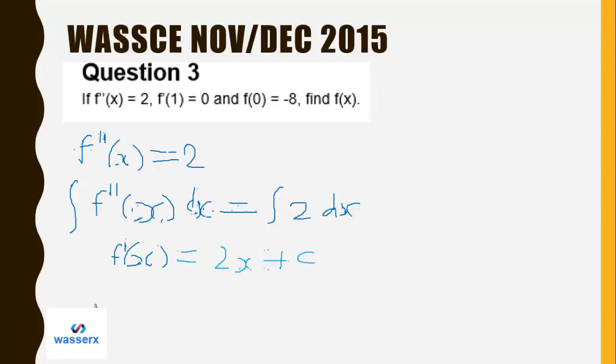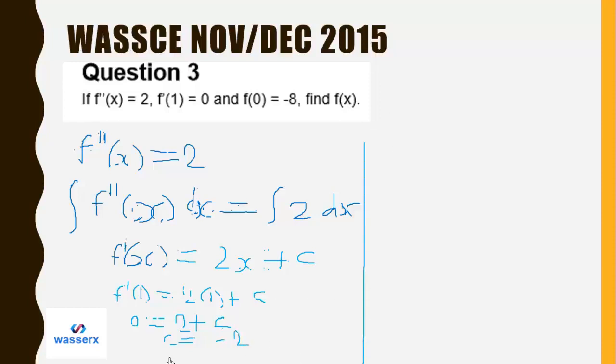Now we sub in these values. So we have f prime of 1 is equal to, wherever we see x, we put 1, 2 times 1 plus c. We know that f prime of 1 equals 0, so we have 2 plus c, so our c will be equal to negative 2. So we sub in this value over here to obtain f prime of x is equal to 2x minus 2.